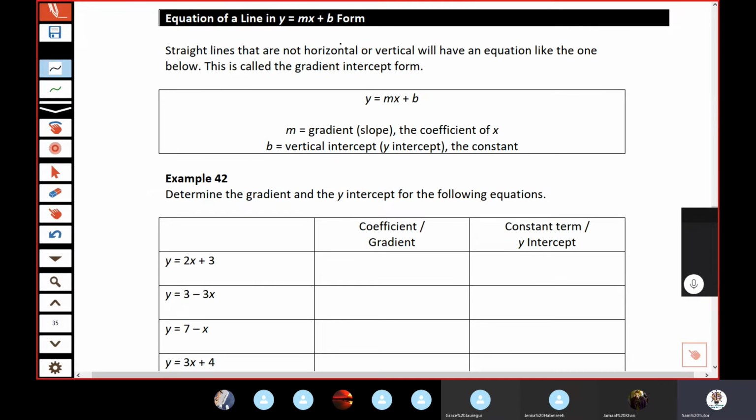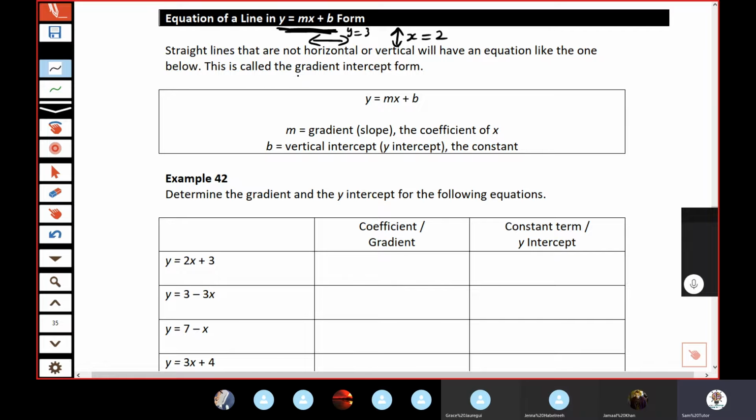Equation of a line, y equals mx plus b form. A line needs to be in this form at the moment. These are straight lines that are not horizontal or vertical, because we saw that before. Horizontal ones have equations like y equals 3, and vertical lines have equations like x equals 2. That's what we saw last week. This week we're looking at this form, where there are both x's and y's in the one equation.